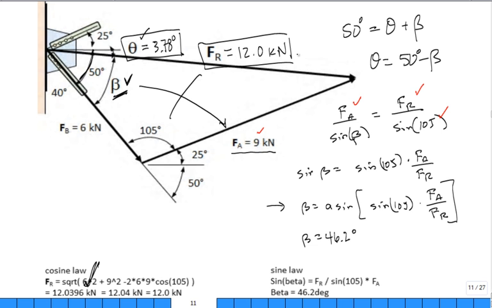So with that, I want to just note that I made a little typo right in here. I've just messed that up. It's the sine of 105 times F_A divided by F_R. So with that, we're done with this problem. Hope that helped. Thanks.